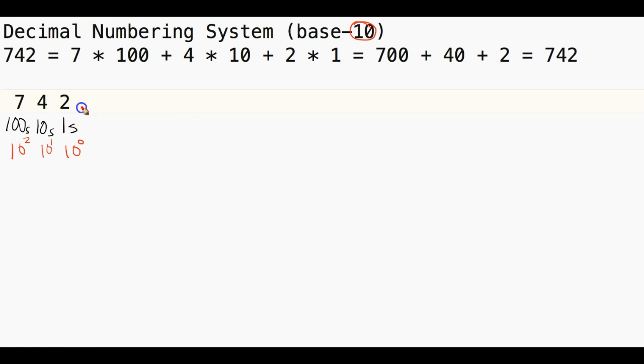And in fact, if you had some decimals after this, like 0.34 or something, then this would be 10 to the negative 1 and 10 to the negative 2.